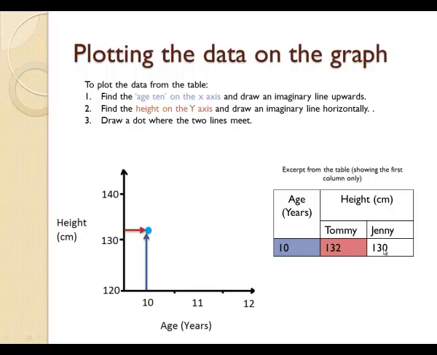We would continue to plot in this fashion, so if we were to do Jenny as well, it would be wise to use a different colour so that we didn't confuse the data plots of Tommy's with Jenny's. But again, we would go to age 10, draw an imaginary line upwards. We would then find the height on the y-axis, 130 centimetres, and where the two imaginary lines meet, that's where we would draw our data plot.